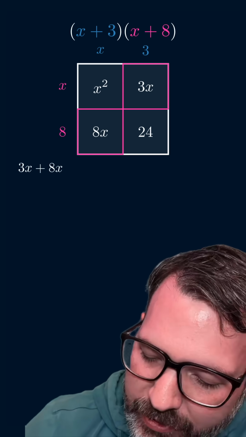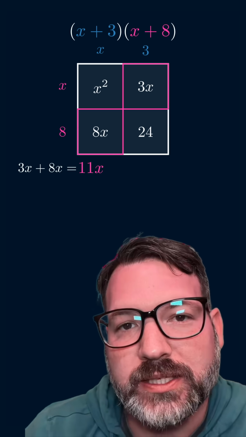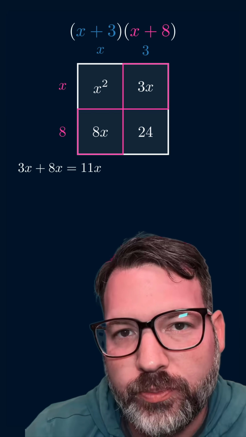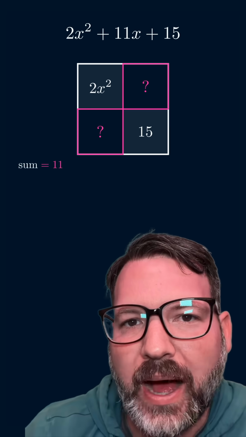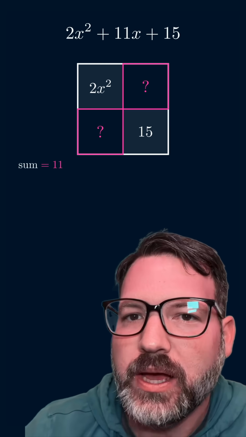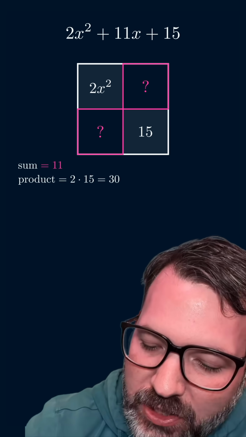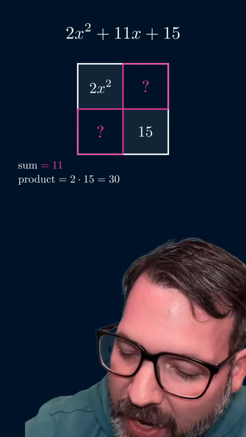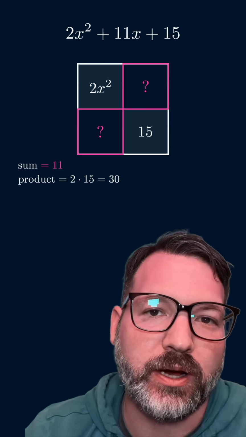Fortunately, we can see there is a connection between the sum of those two boxes, which ends up being the linear term of our trinomial, and the product we were getting from multiplying those numbers. In this case, again, we want the two middle boxes to add up to 11x, but the trick is we need them to multiply up not to 15, but instead to the product 2 times 15, whatever the coefficient of your quadratic term is times the constant term itself.